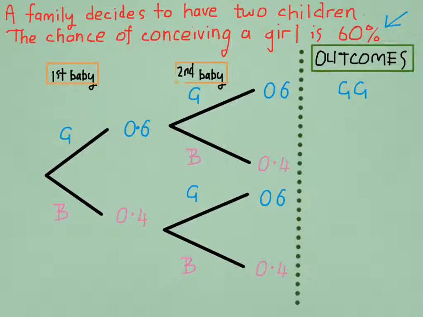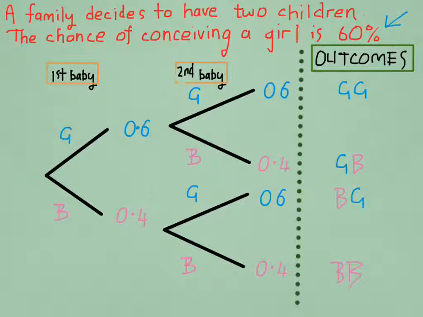So it's possible that the family could have 2 girls. Or it's also possible that the family could have 1 girl and 1 boy. So the girl first and then the boy second. But we could also have that combination the other way around. So the boy child could come first and then the girl child could come second. Or there may not be any girls in the family at all. And in that case, we're going to have 2 boys.